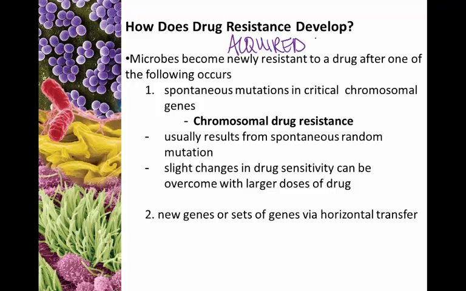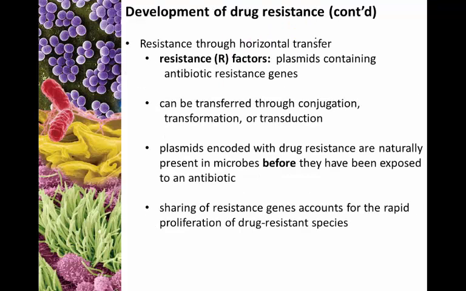New entire genes or sets of genes are usually the result of horizontal gene transfer. Okay? Now, when resistance happens through horizontal transfer, we see things that we term resistance factors. Most commonly, these are plasmids containing resistance genes. Those 3 mechanisms of horizontal transfer that we've been through previously: conjugation, where we had the bacteria forming a pilus and transferring DNA from one organism to the next. You guys remember this? Okay, pilus.